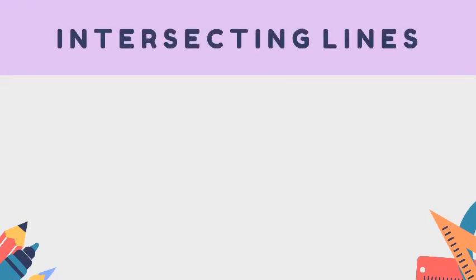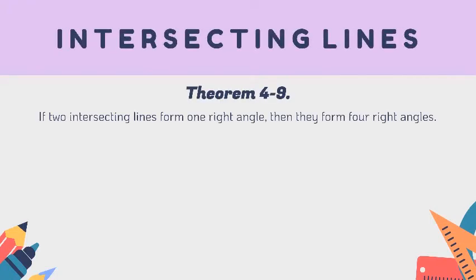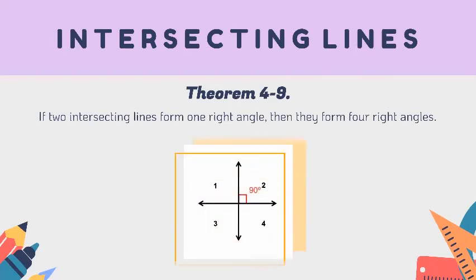Another theorem states that if two intersecting lines form one right angle, then they form four right angles. To prove this, we have this figure. In the figure, the angle 2 is a right angle. This is given. We need to prove that angle 1, angle 3, and angle 4 are right angles. The main steps are as follows. Number 1. Angle 3 is a right angle. Angle 1 and angle 2 are supplementary. The measure of angle 1 plus 90 is equal to 180. Angle 1 is a right angle. Angle 4 is a right angle.